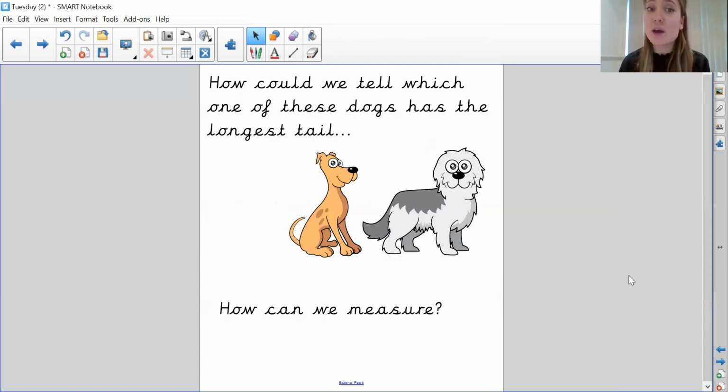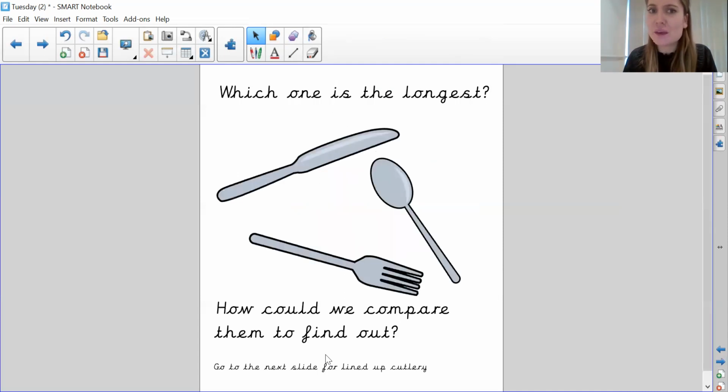So they are some of the words we use when we're comparing lengths. And over the next few weeks, we're going to be having a look at comparing some different lengths. So let's have a look at my first question. How could we tell which of these dogs has the longest tail? Have a look at these two dogs. How could we tell which has the longest tail? How could we measure them? Let's have a think. I'm going to show you.